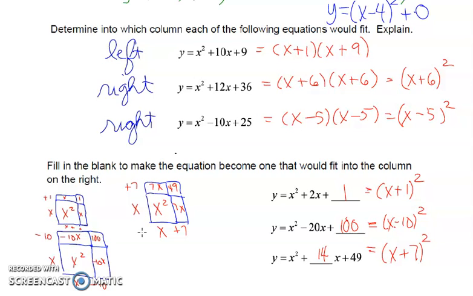So one thing to keep in mind as you're working through completing the square is the amount of x's that you put on the top and on the right are the same number, because you want to make sure that the dimensions of the rectangle are the same.